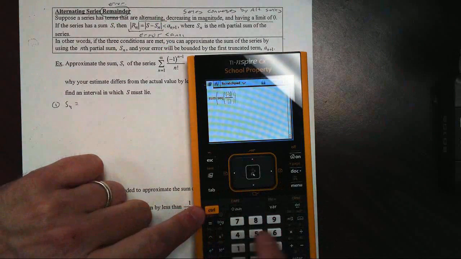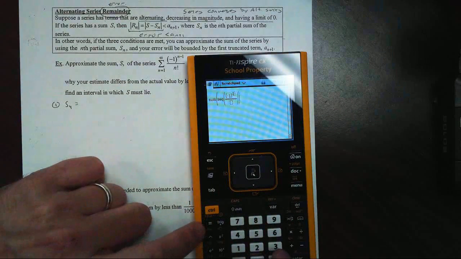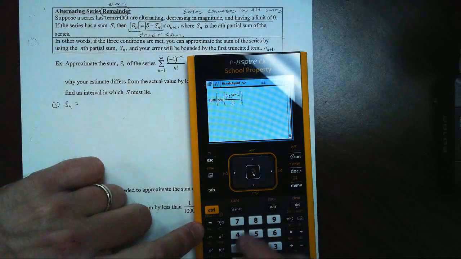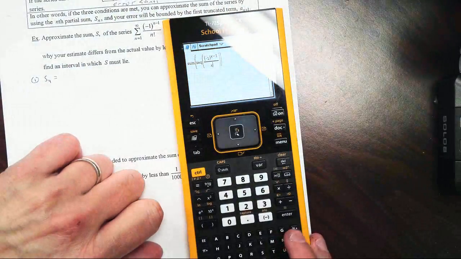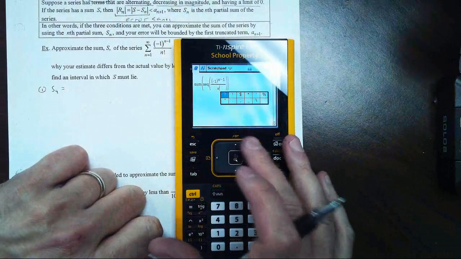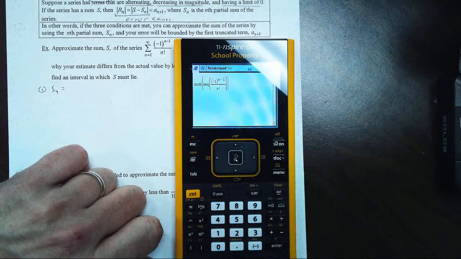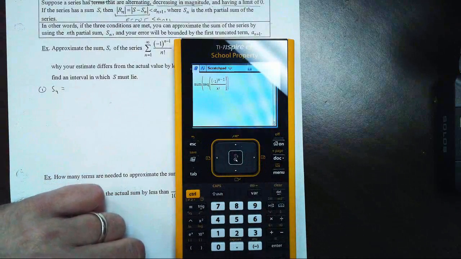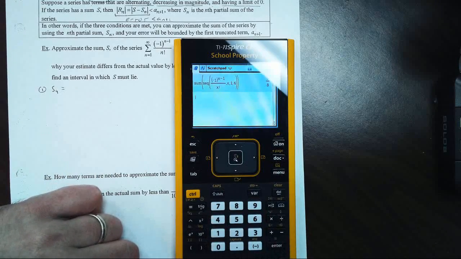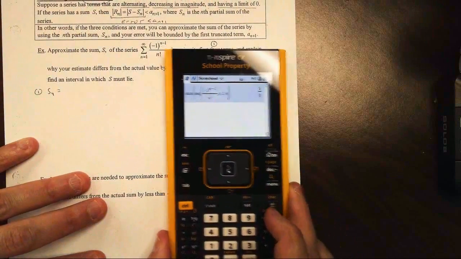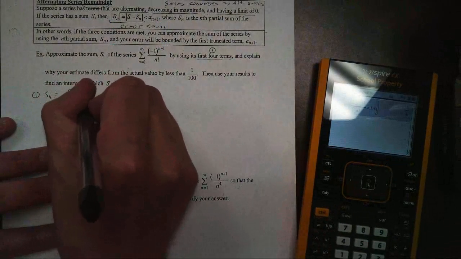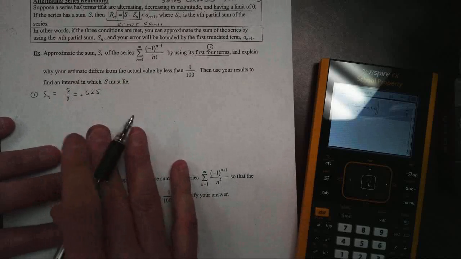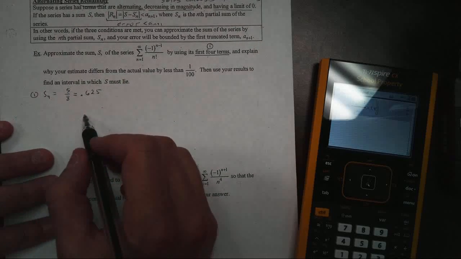I'm going to go -1 to the n minus 1, or x minus 1. You can use n in this case, over n factorial. Now, to get the factorial key, down here by the G there's a question mark. Just type that, and it's the second one over, factorial. Now, type in the comma x, comma 1. I want the first 4 terms, and I just press enter, and I get 5/8 right here. So the sum of my first 4 terms is 5 over 8, which is 0.625. I'm going to write that as a decimal for what we're going to use later on.